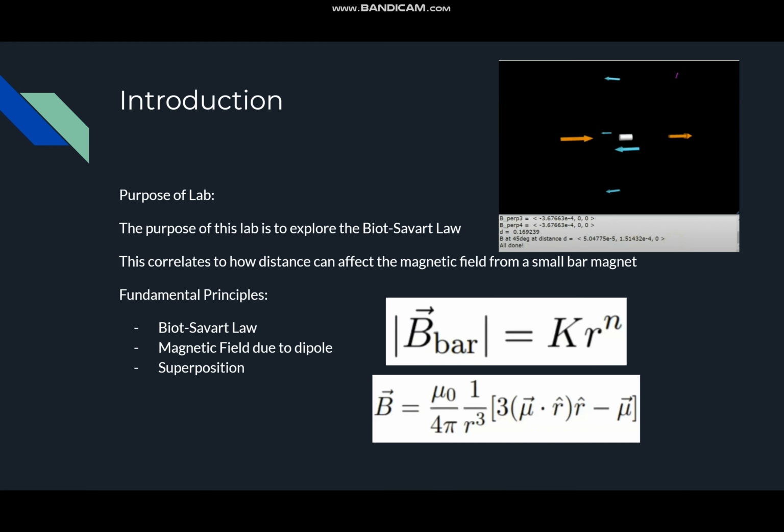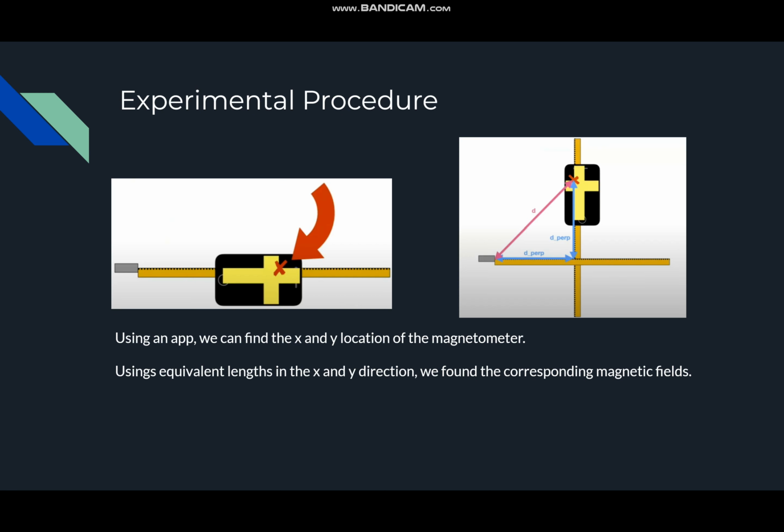To introduce this lab, we're going to talk about its purpose, and the purpose of this lab is to explore the Biot-Savart law. This correlates to how distance can affect the magnetic field from a small bar magnet, and some fundamental principles that we're going to use in this lab would be the Biot-Savart law, the magnetic field due to a dipole, and superposition. And as you can see in the top right there are some previews of my results.